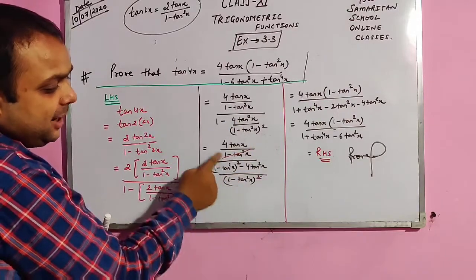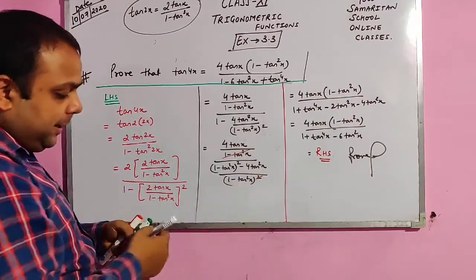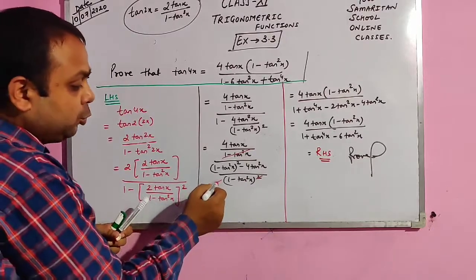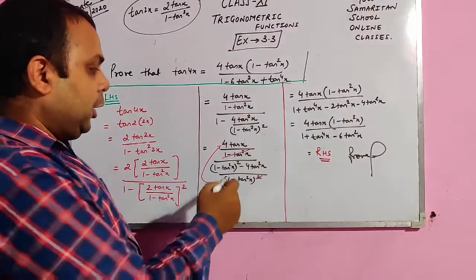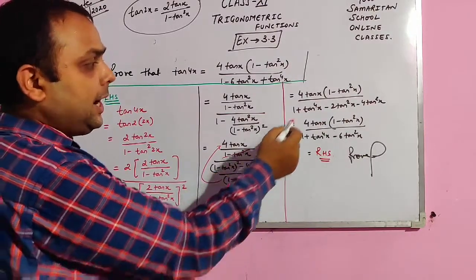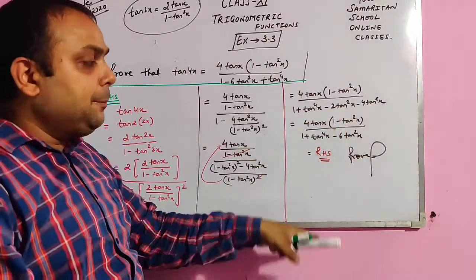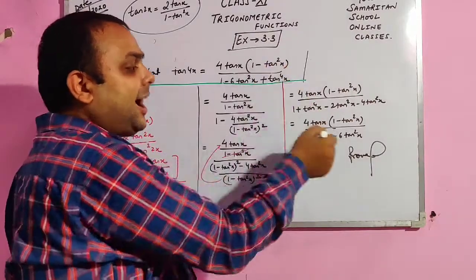Now this and this are eliminated, only one value remains, and then applying the rule of fractions, this goes to the numerator. So I have done like this, and opening the formula a minus b whole square, I got this value, and then simplifying, I get the final answer as RHS.